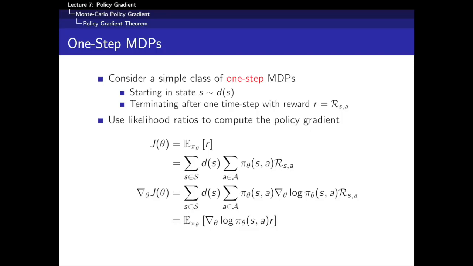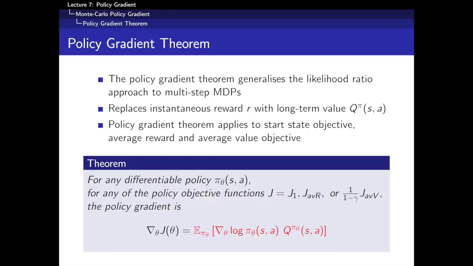Okay, so we want to do the same thing in MDPs, multi-step MDPs, not just these one-step things. And to do that, we actually just need to do one trick, which is to replace this instantaneous reward that we had. So we were multiplying the score by the immediate reward. To do a multi-step MDP, all we need to do is replace this immediate reward with the value function, the long-term reward. And that actually turns out to be the true gradient of the policy. And the policy gradient theorem tells us precisely what that means.